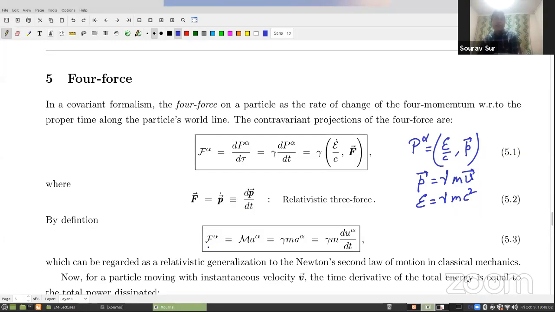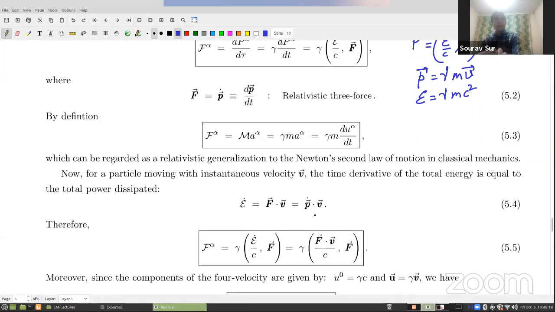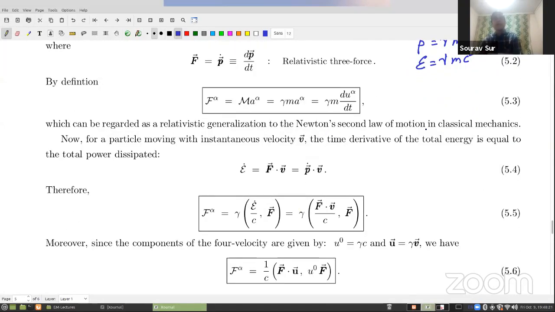And by definition, you also have force equal to mass times acceleration. The mass here would be the relativistic mass, which is gamma times m, and the acceleration is a alpha. So you can write it in this way. And this is the relativistic generalization of Newton's second law of motion in classical mechanics. Now, for a particle moving with instantaneous velocity v, the time derivative of the total energy is equal to the total power dissipated.